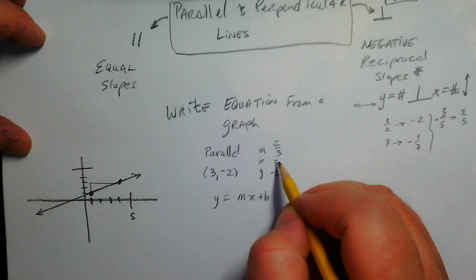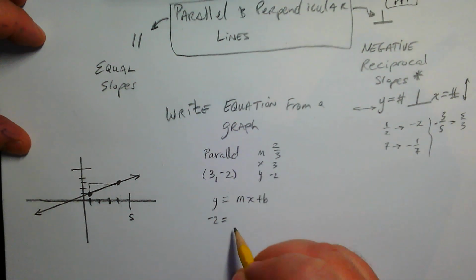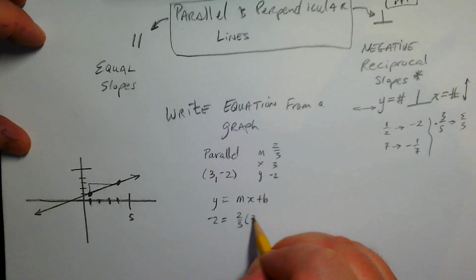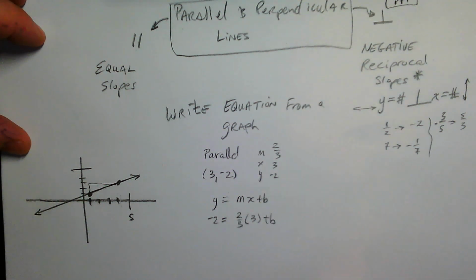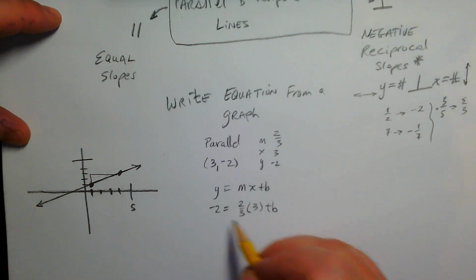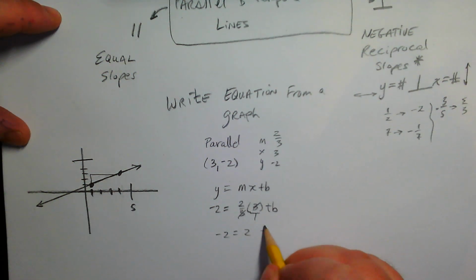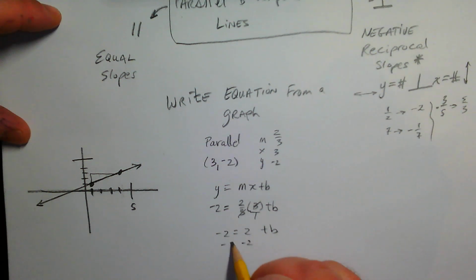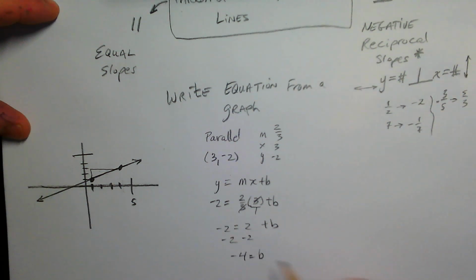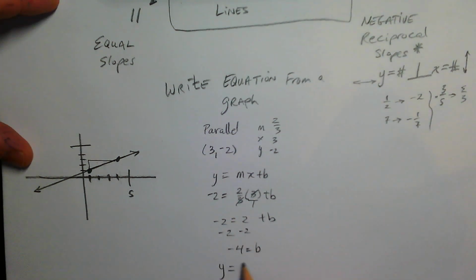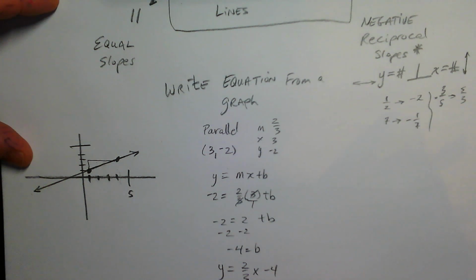Anyway, y is -2, m is 2/3, x is 3, plus b. So now, after we plug everything in, we simplify this if we can. That's just 2, so -2 equals 2 plus b. Use inverse operations. Our y-intercept is -4. So our answer, the equation of the line that is parallel to this, is y equals 2/3 x minus 4. That line is parallel to this line and it passes through that point.